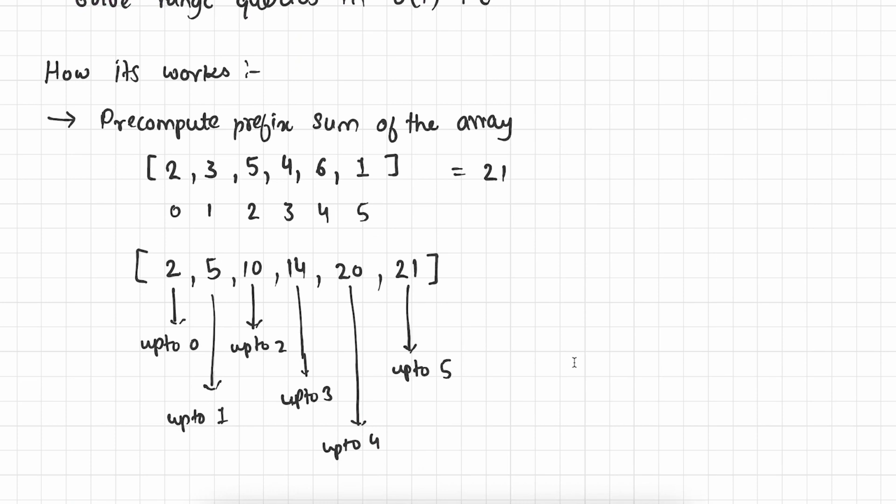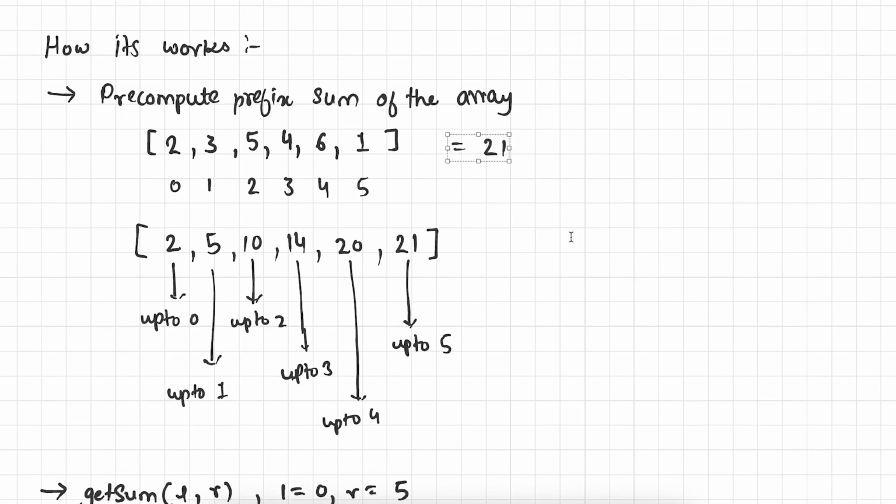So what do we do in this technique? We first compute the prefix sum of the array. The array is given as 2, 3, 5, 4, 6 and 1, and you can see that the sum of all of these values is equal to 21. Now the second step is to compute the prefix sum of this array.